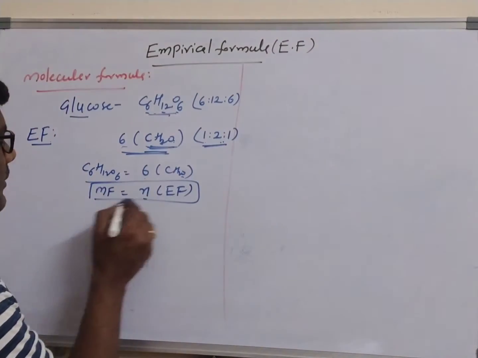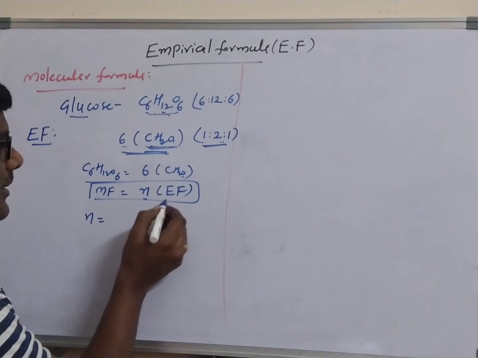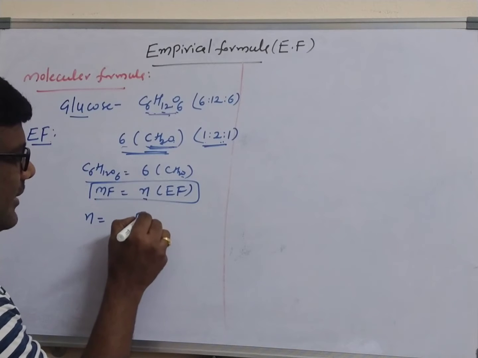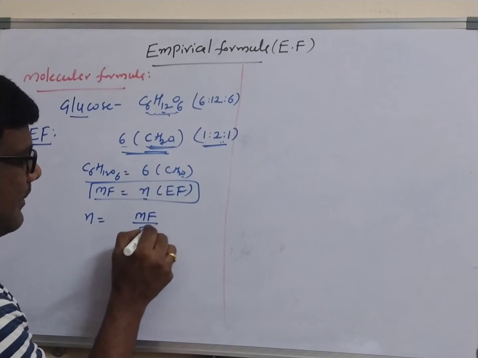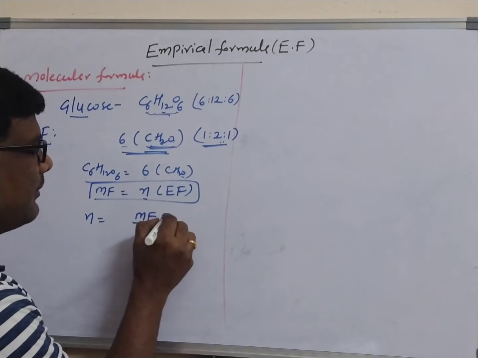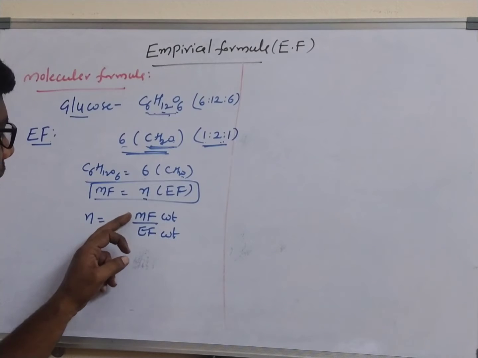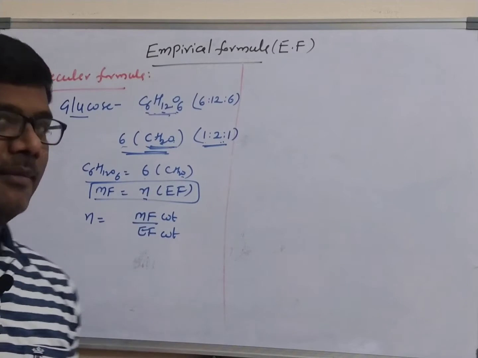Now, how to calculate this n? Send the empirical formula to this side. Immediately, what you will get? Molecular formula by empirical formula, that is, molecular formula weight by empirical formula weight. n is equal to molecular formula weight by empirical formula weight.